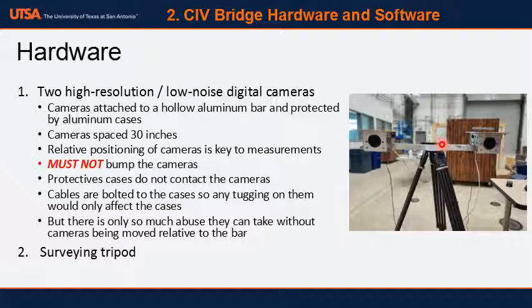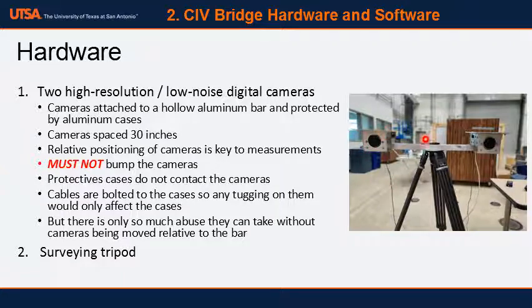To minimize that risk, we added these two aluminum boxes around them. The boxes and the cameras are independent. They are not touching each other at all. So if the box gets bumped, the cameras do not get bumped as well. So we try to make a separation. However, nothing's perfect. So if the cameras roll down the hill, you will most likely need to check the calibration to make sure the cameras have not moved with respect to each other.